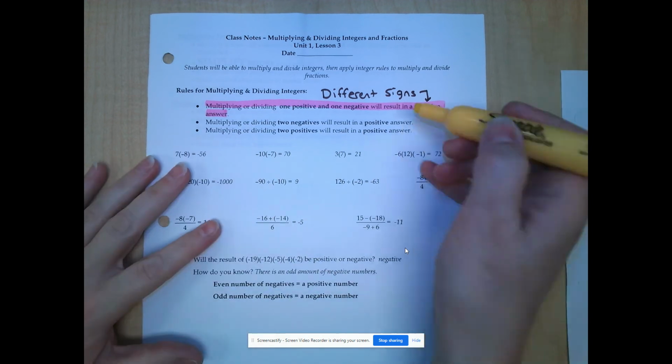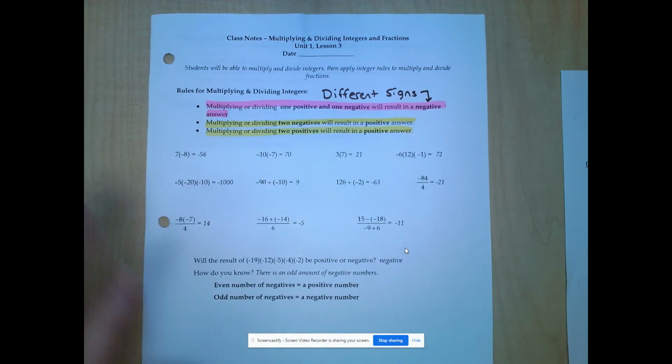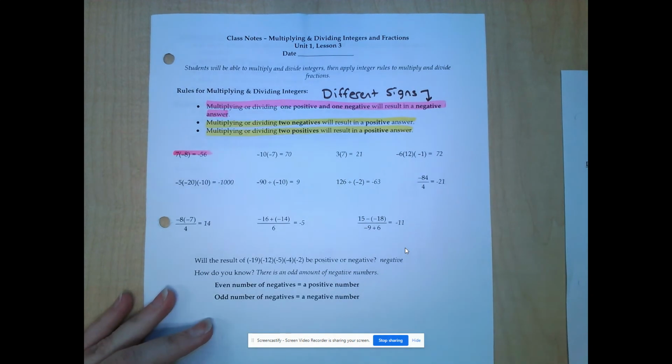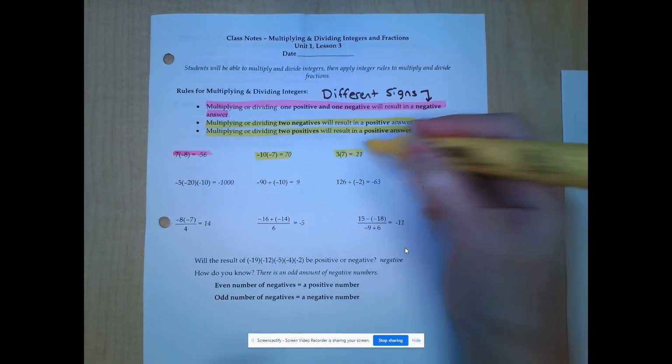So here you'll notice if they are both negative, you get a positive answer. If they are both positive, you get a positive answer. So on these problems below, when the signs are different, you get a negative answer. When the signs are the same, you get a positive answer. Signs are the same, positive.